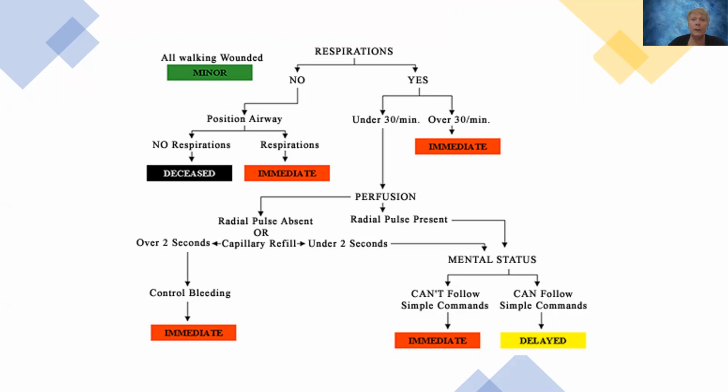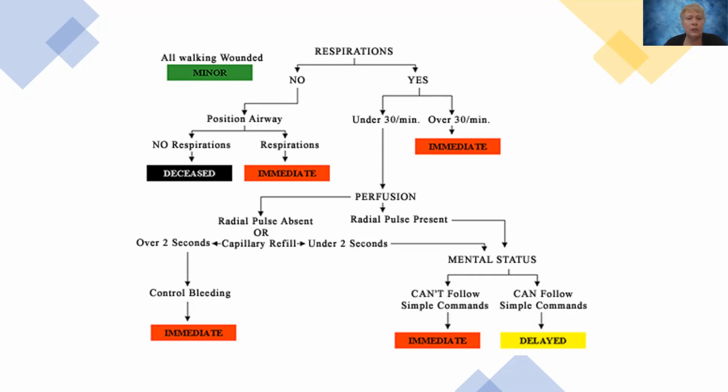I'm going to say, do they have any spontaneous respirations like I talked about before? If they don't, I'm going to reposition their airway once. If they still don't have spontaneous respirations, I'm going to tag them as black. That is a non-viable individual. I'm going to move on. Let's say I get to the next person. They do have respirations. Okay, great.